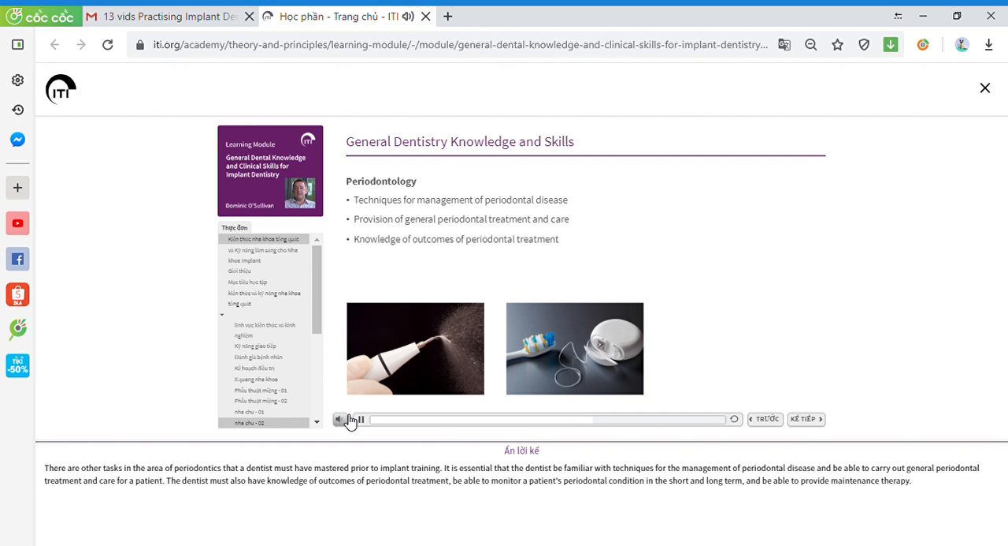The dentist must also have knowledge of outcomes of periodontal treatment, be able to monitor a patient's periodontal condition in the short and long term, and be able to provide maintenance therapy.